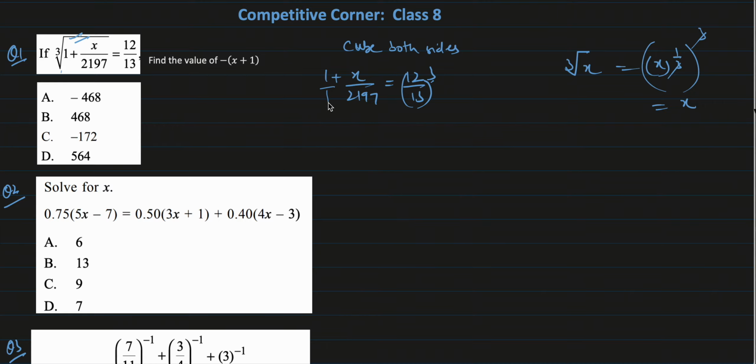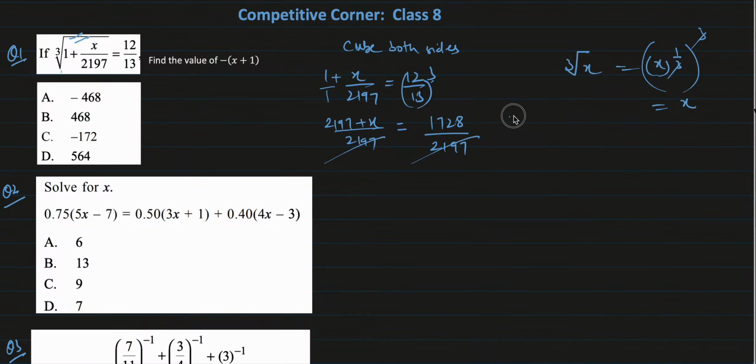Now taking LCM over here, the LCM will be 2197. It will be 2197 plus x is equal to, what is 12 cube, which is 1728, and 13 cube is the same 2197. So students, you need to remember the cubes also for a few numbers till 15. Just remember, cancel it out.